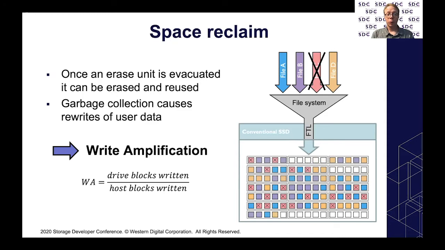And this garbage collection causes rewrites of user data. And this leads to something that is called write amplification. And that is defined as drive blocks written divided by host blocks written. So if the drive writes 4 times, if it relocates that data 3 times after it's been written the first time, we get a write amplification of 4. If it doesn't need to do any relocation at all, if it doesn't need to do any garbage collection, the write amplification is 1, which is the best case.